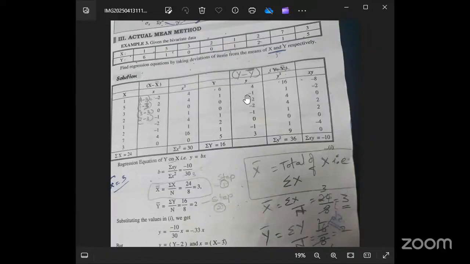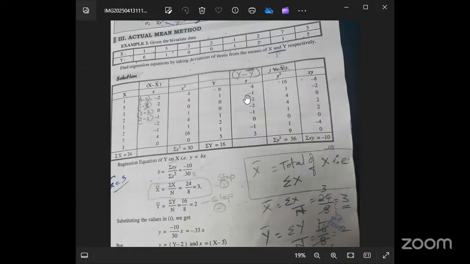Now what do you need to do? We need to find small x into small y. So minus 2 into 4, minus 8. 2 into minus 1, minus 2. 0. 0 into minus 2, 0. Minus 1 into minus 2, plus 2. Next, minus 2 into minus 1, plus 2. 1 into 0, 0. 4 into minus 1, minus 4. Next, last, 0 into 3 is 0. Now similarly make all the totals, plus values plus, minus values minus. So we get minus 10 as sigma xy.